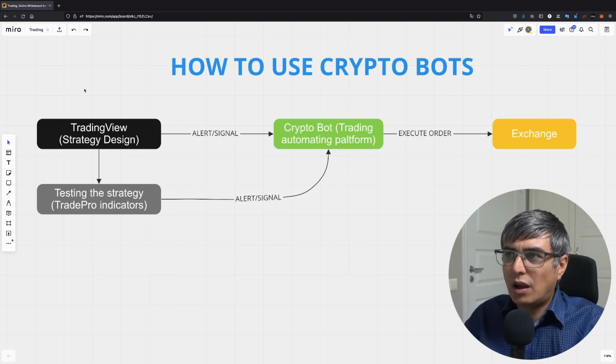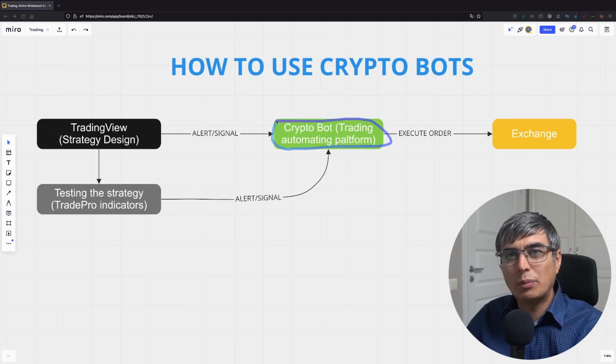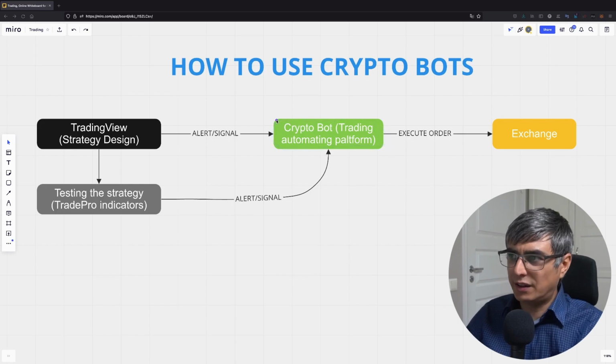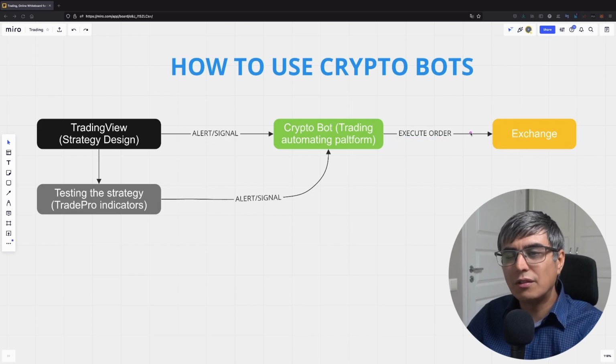In a nutshell, how this process works is very simple. When your strategy criteria is met, TradingView creates an alert. When the alert is created, the crypto bot or the automating platform reads that alert and executes the order on the exchange. So this is the very important process that you need to understand here.